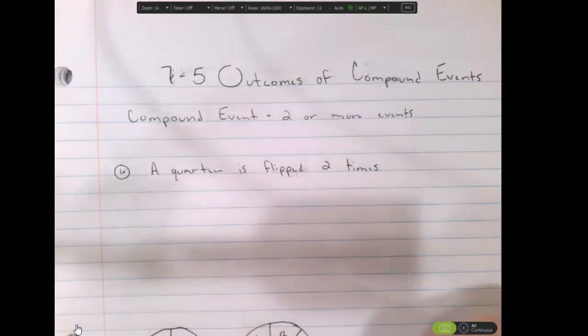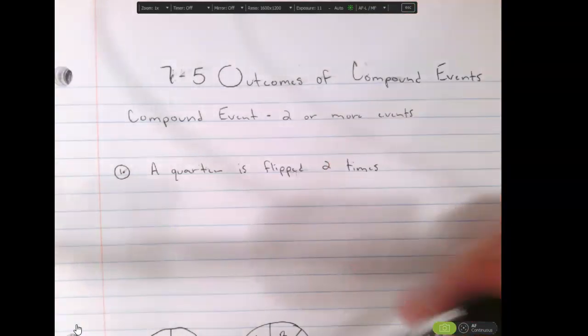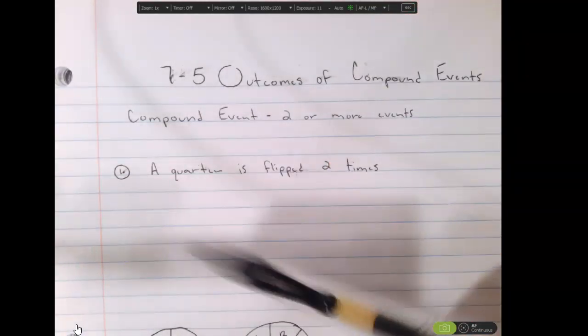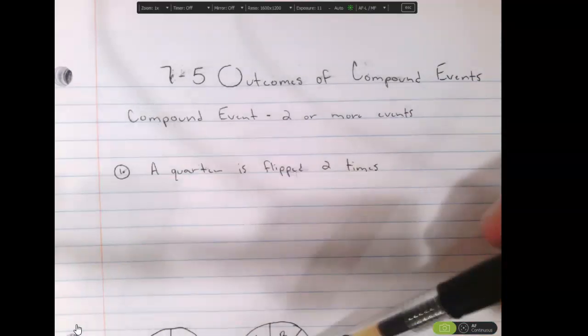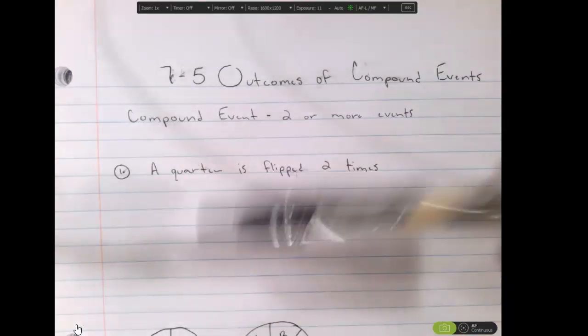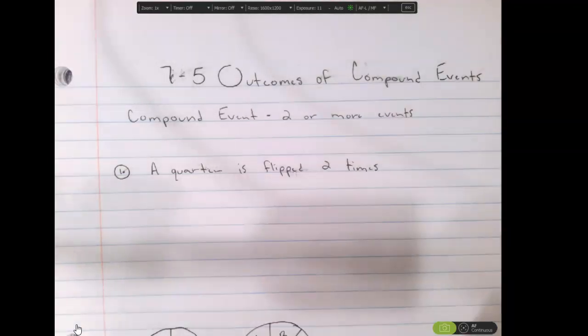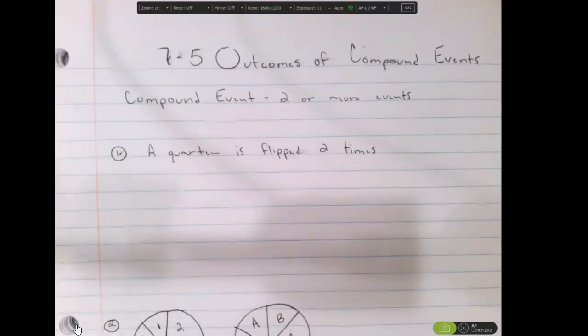So maybe you were to roll 2 dice. Maybe like you're playing Monopoly, you roll 2 dice out there. Maybe you flip 2 coins at the same time. Maybe you spin 2 spinners. There's a lot of different possibilities out there, but again, we're just looking for when you're doing 2 things simultaneously.